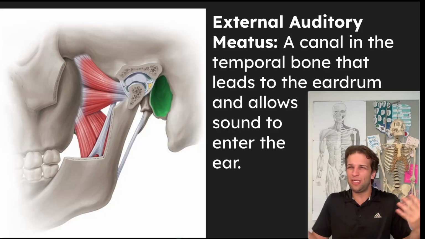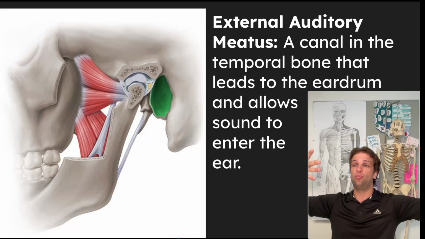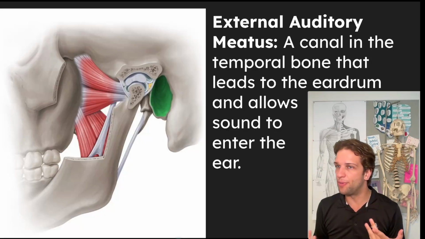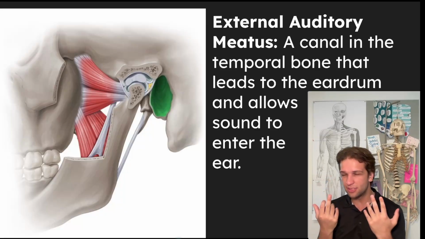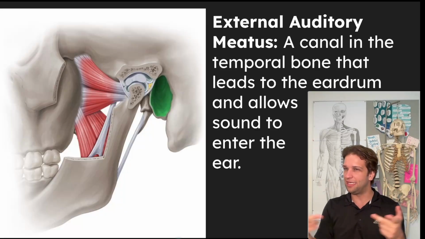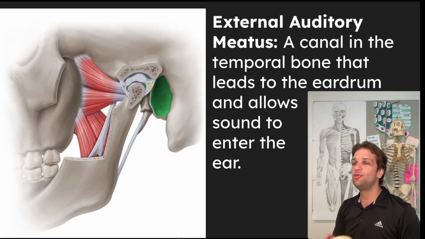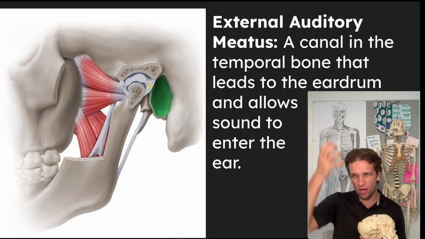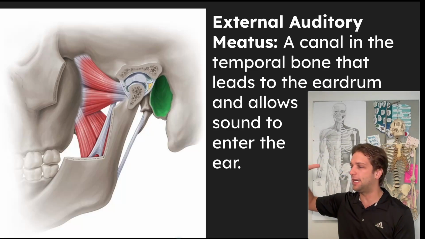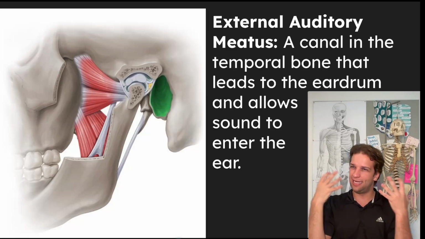Because we need some things that connect outside to inside, we need tubes that actually go through the bone. And so the external auditory meatus, if you think auditory, think ears, is the tube that allows for the eardrums to go into the skull. And that tube is going to be found on the temporal bone. So it's part of the skull, part of the cranium, but it's a hole in there.